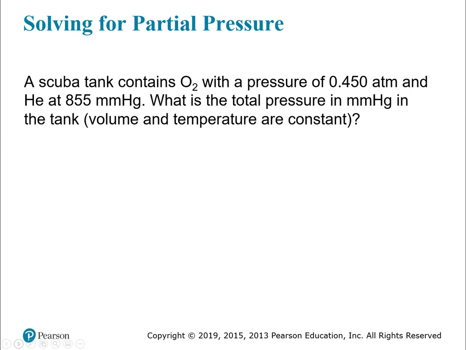Let's solve a partial pressure problem. A scuba tank contains oxygen with a pressure of 0.450 atmospheres and helium at 855 millimeters of mercury. What is the total pressure in millimeters of mercury in the tank? And we're assuming that volume and temperature are constant. We've got oxygen at 0.450 atmospheres, helium 855 millimeters of mercury. We're looking for the total pressure in millimeters of mercury.